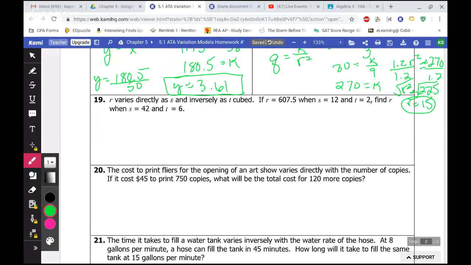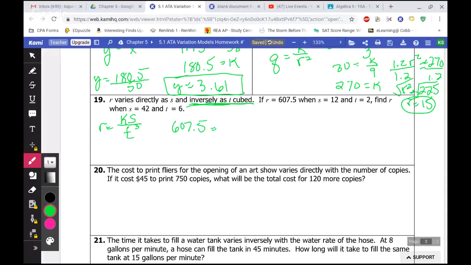R varies directly as S and inversely as T cubed. Okay, so let's figure out what that's going to look like. It varies directly with S and inversely to T cubed. So if it's directly to S, your K would go with your S on the top in the numerator, but your T cubed would go in the denominator because it's inversely as T cubed.